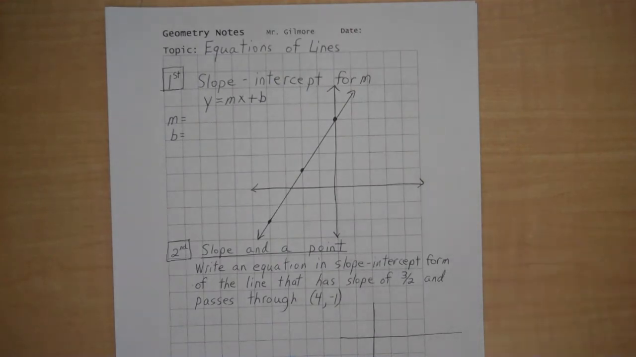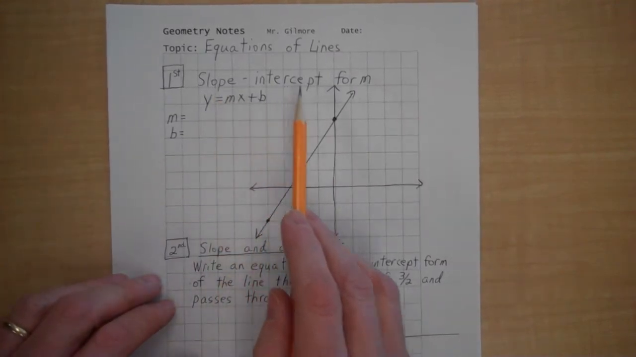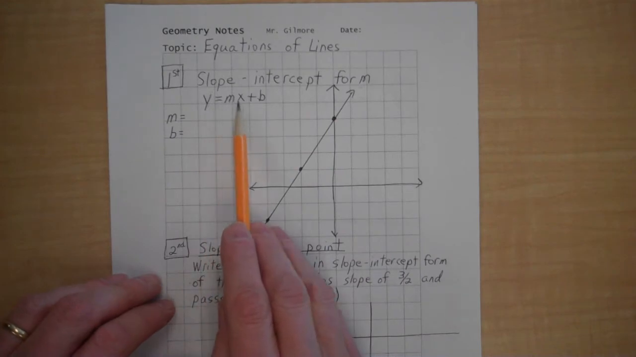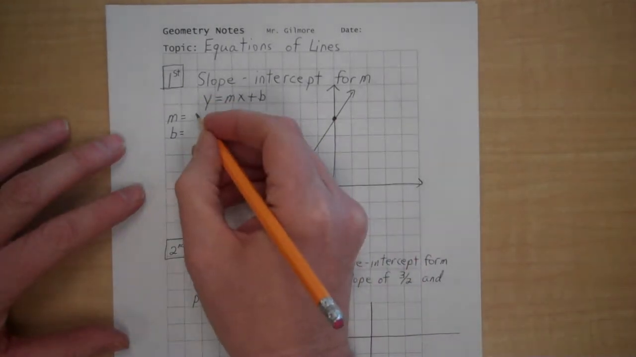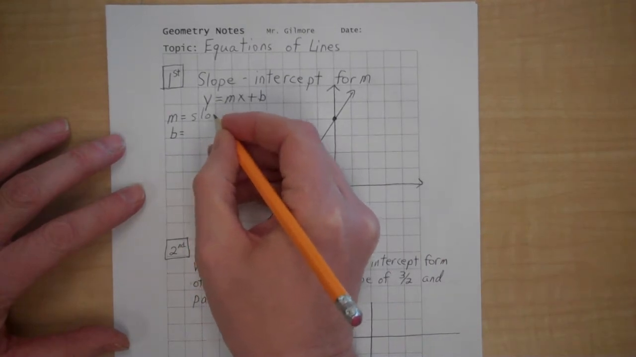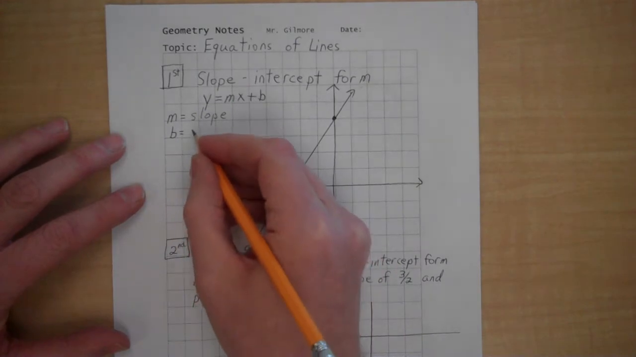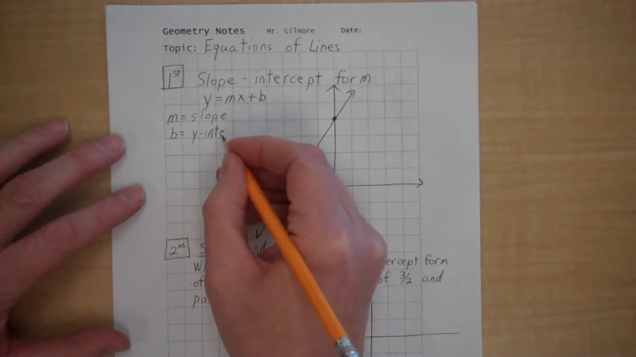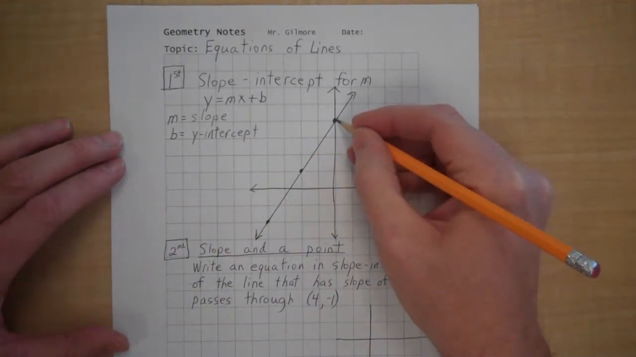Equations of lines is the topic of the day, and we are going to deal with equations in slope-intercept form. That is y equals mx plus b, where m stands for the slope of the line that is graphed, and b stands for the y-intercept, or in other words, the place it touches the y-axis.